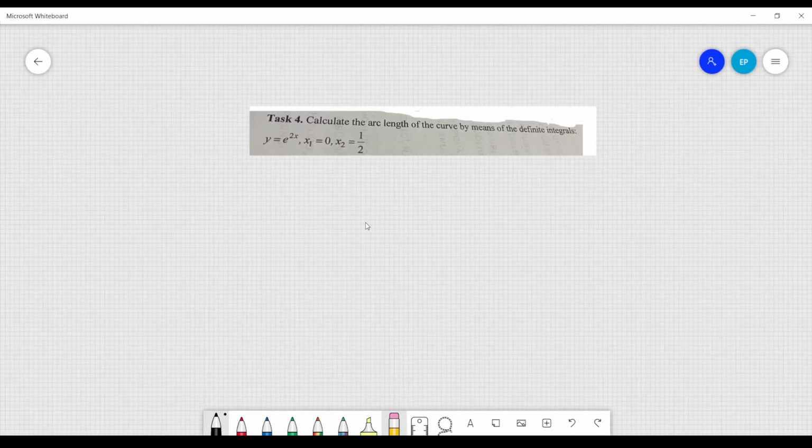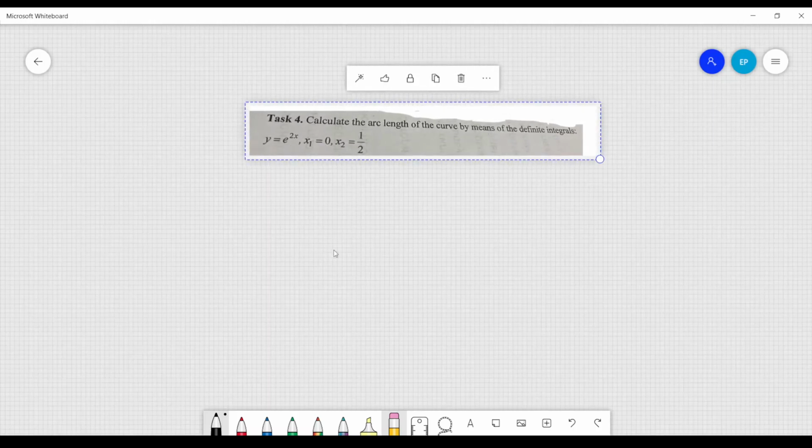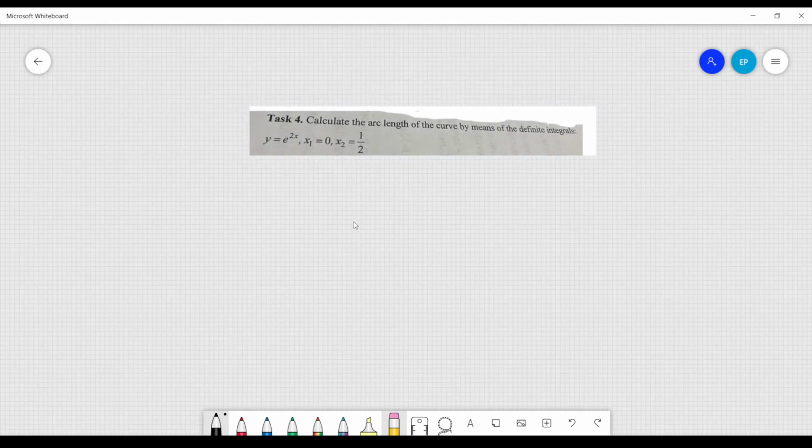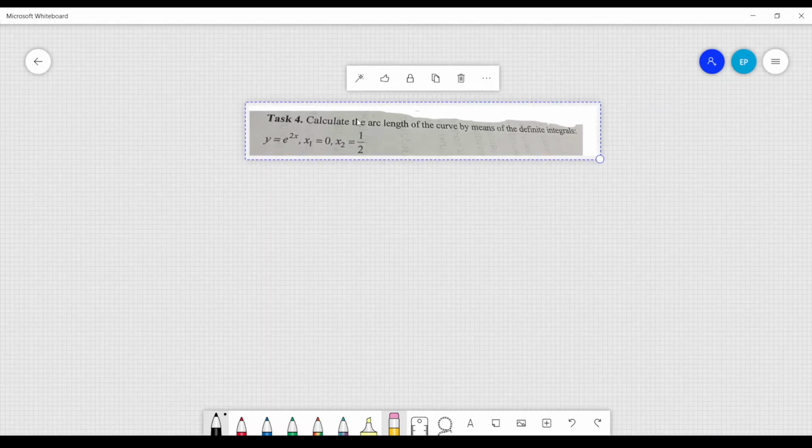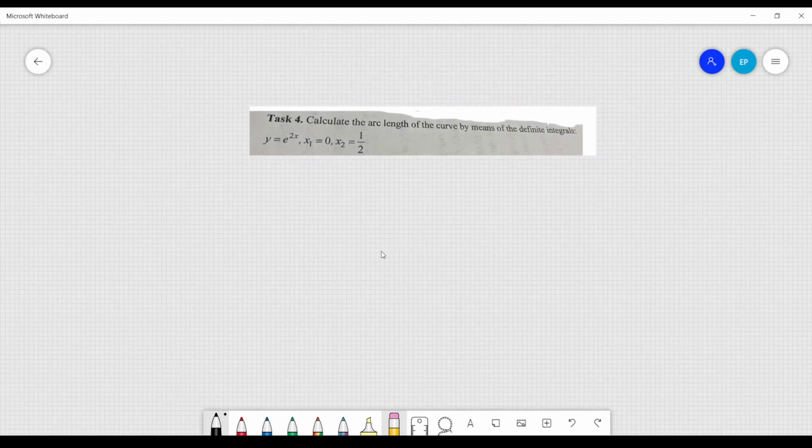Okay, in this case we have to calculate the arc length of this curve y equal to e to the 2x, starting from the point x1 equal to 0 and all the way up to the point x2 equal to 1/2. If I consider the curve, it is an exponential, and it is something like this. It starts at x equal to 0 and it is equal to 1 here, and then it increases exponentially.